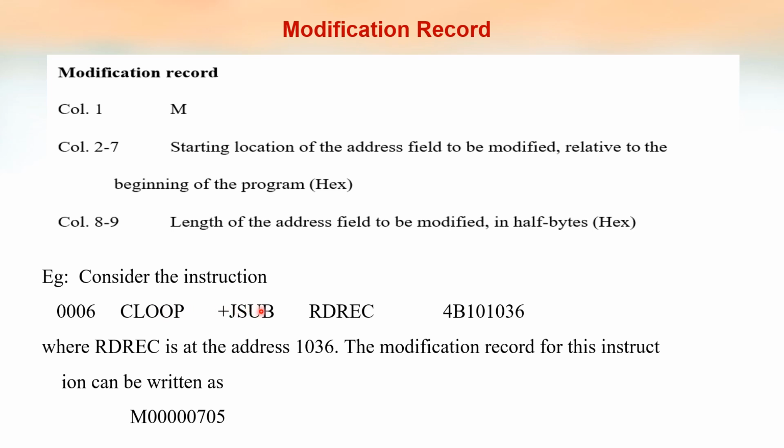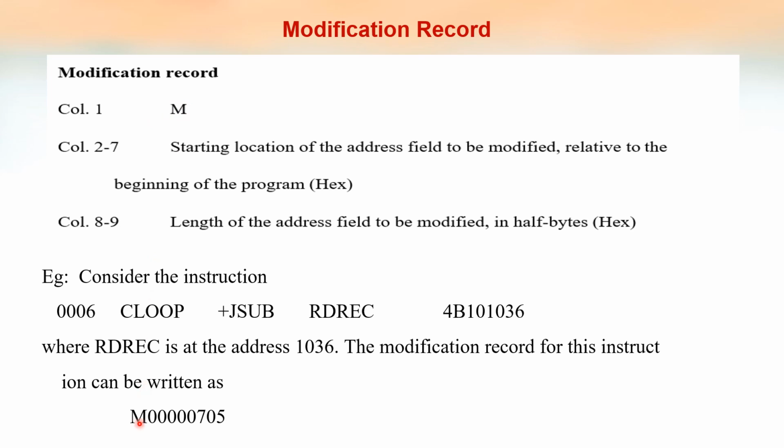So for every format 4 instruction, we have to write a modification record. So we can see one example. Consider the instruction at location 0006: +JSUB RDREC, with the label CLOOP. The object code for this has a plus sign, which means it is a format 4 instruction. So while relocating the program, this address changes. So this instruction needs modification. So we can write the modification record using this format.